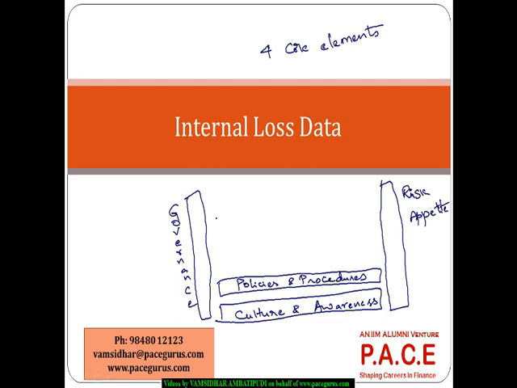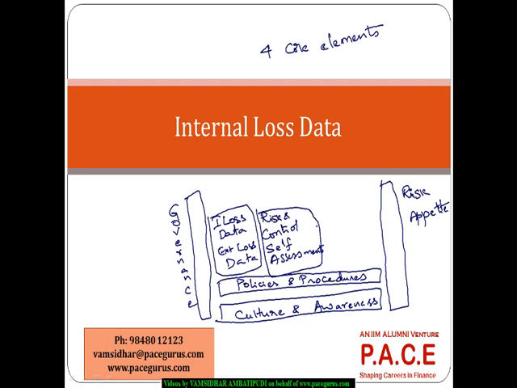One is the loss data. So here we bring in the internal loss data as well as the external loss data. So the loss data is one of the core elements in the framework. Along with that, we talk about risk and control self-assessment, which we actually call RCSA. So risk and control self-assessment is one more core process. Then we talk about scenario analysis, looking at different kinds of scenarios, etc. And finally, coming out with KRIs, key risk indicators associated with the operation risk.